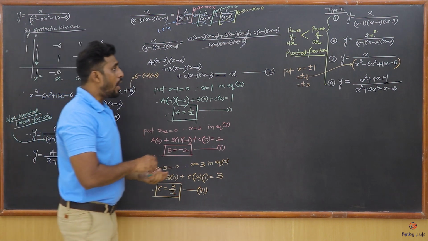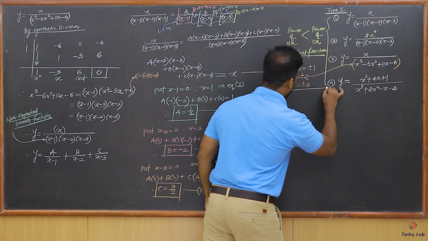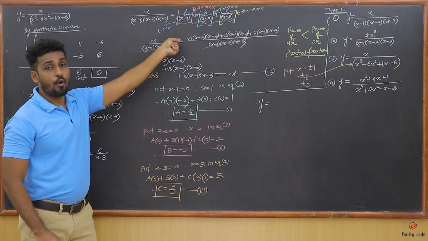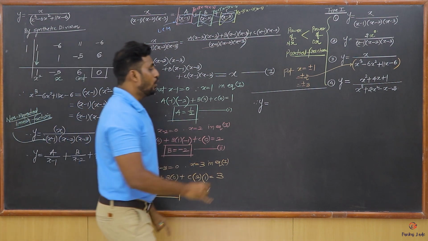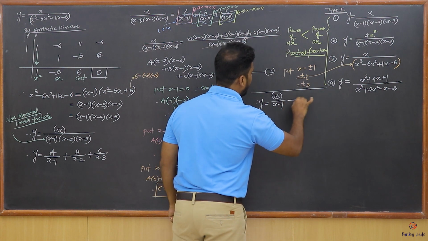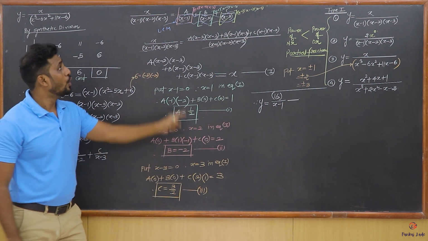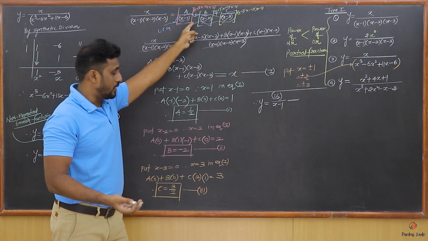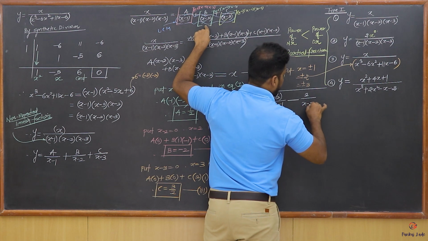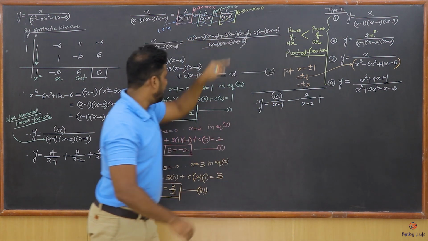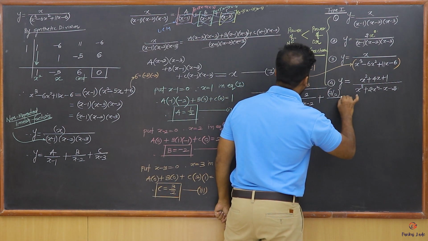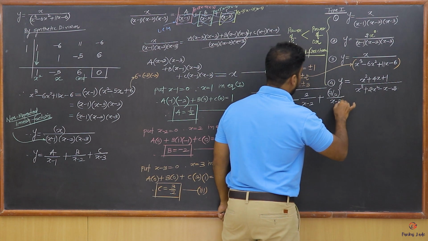That means now I can say y becomes equal to, so what can I write? a upon x minus 1. What's the value of a? It is 1 by 2. So I write 1 by 2 upon x minus 1. Then b has come, minus 2, so this plus is now going to change to minus. So minus 2 upon x minus 2, and finally plus c. The value of c is 3 by 2, so plus 3 by 2 upon x minus 3.